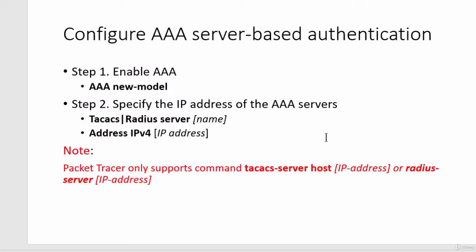To configure AAA server-based authentication, Step 1. Enable AAA by using the command aaa new-model. Step 2. Specify the IP address of the AAA servers by using two commands: tacacs server or radius server, enter the name, and then the command address ipv4 and enter the IP address. Please note that Packet Tracer only supports the command tacacs-server host or radius-server host.